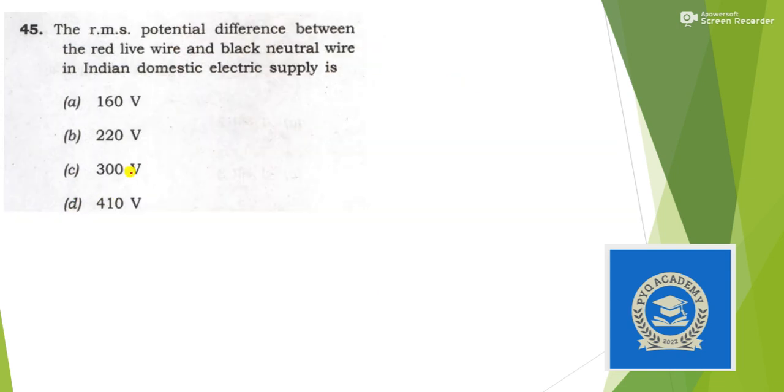Next, the RMS potential difference between the red live wire and black neutral wire in Indian domestic supply. You must have heard about this. It is 220 volt. Answer is option B.